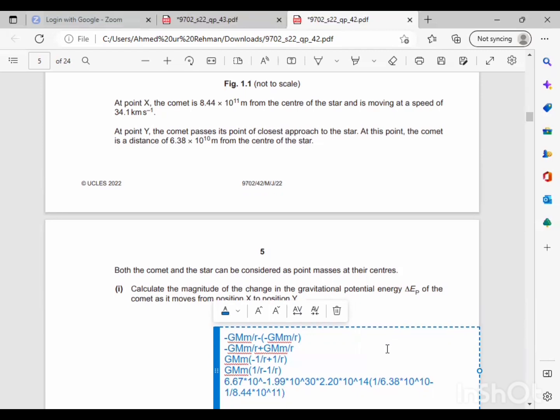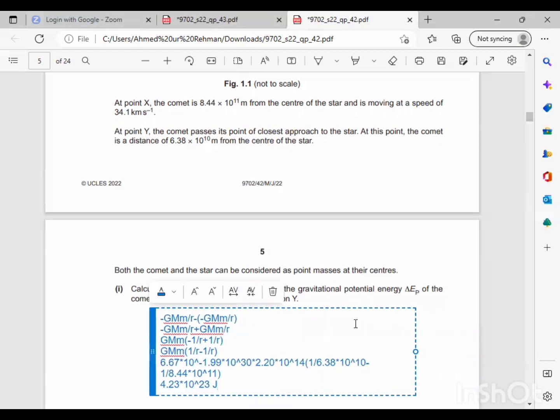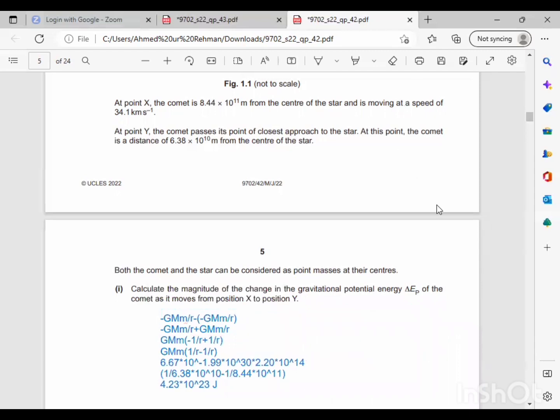And when we solve this, we get the answer 4.23 into 10 to the power 23. So this is our answer. And of course, the unit is always Joule for energy. So this is it for this part. Now let's move on.